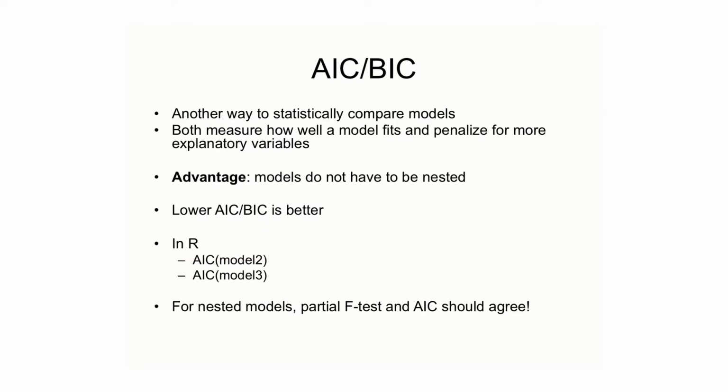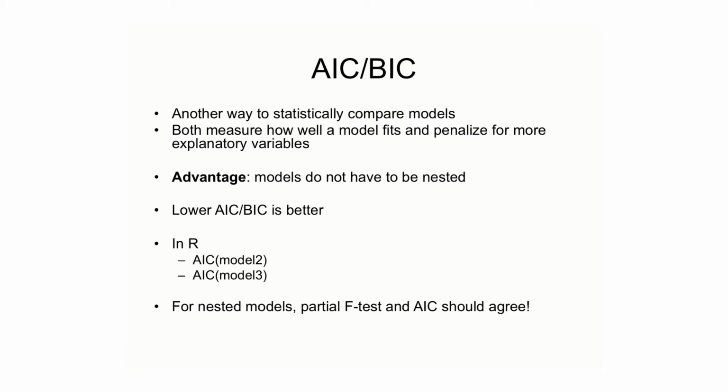The second method for comparing models is to use the AIC or BIC. These measure how well a model fits and penalize for more explanatory variables. The main advantage is that the models can be nested, but do not necessarily have to be nested. It can compare models with entirely different sets of x's. So for example, you could compare a categorical weight variable with a continuous weight variable. The model with the lower AIC or BIC is a better model, because AIC and BIC are measures of unexplained variation. So a lower value means the model fits better.